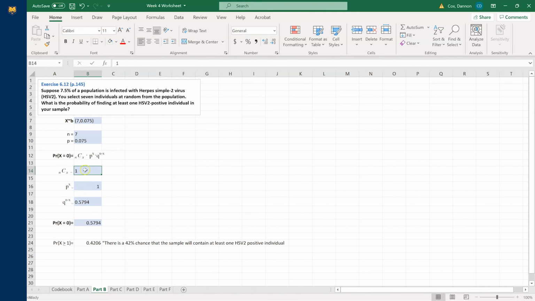Okay, so that's how we found this answer. Here we have p to the x value. Our x within this is going to be 0, because that's what we want to know. From there, we have our q, which is 1 minus 0.075, to the n minus x power, so that is 7 minus 0, and that gives us 57.94. Notice that the first answer is 1. It's not always going to be that simple, but it is a good simple way for you to plug in anything else that you might need in the future.